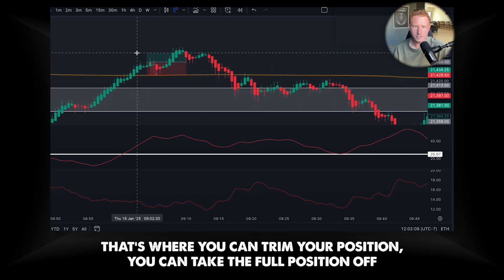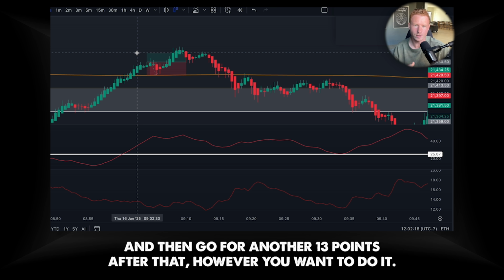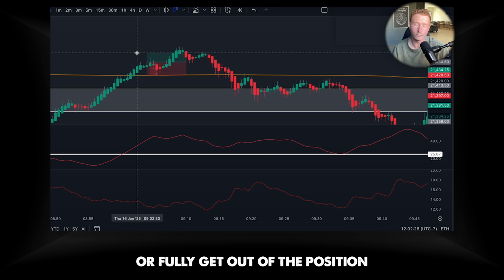That's where you can trim your position. You can take the full position off, however you want to manage your position. You can take half off there and then go for another 13 points after that, however you want to do it. But anyways, the ATR is how I actually set my first target to trim my position or fully get out of the position if the market's looking more choppy.